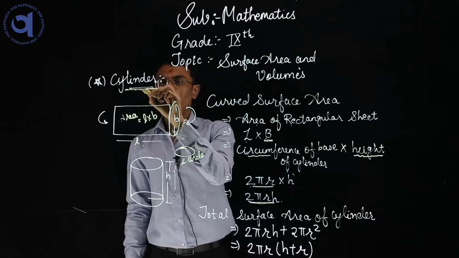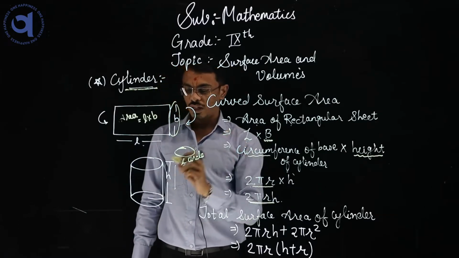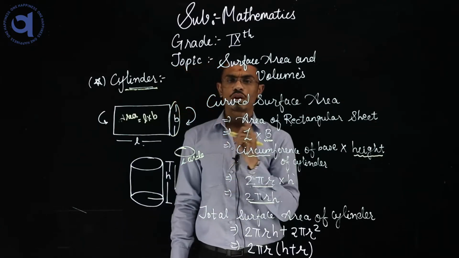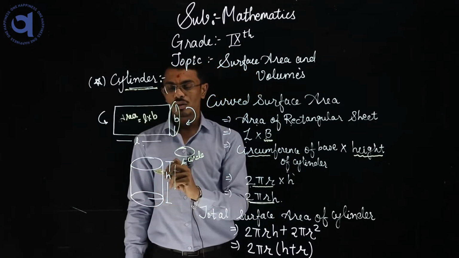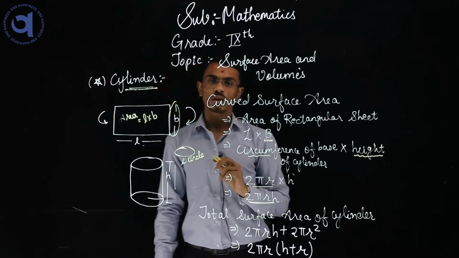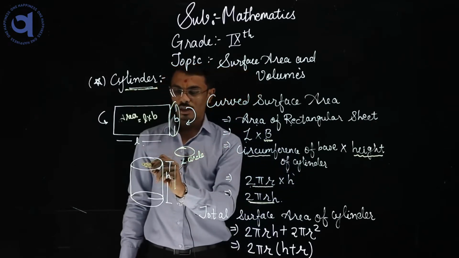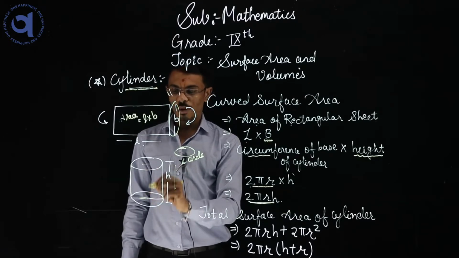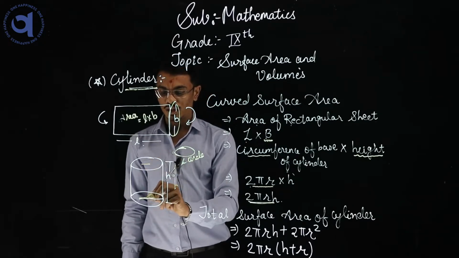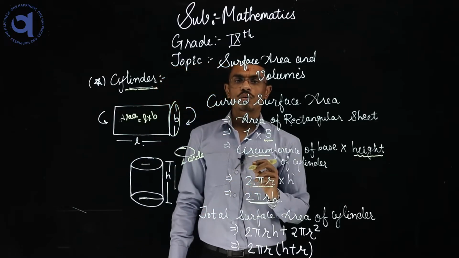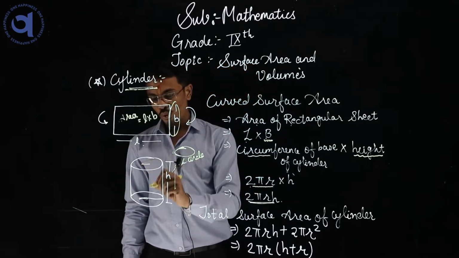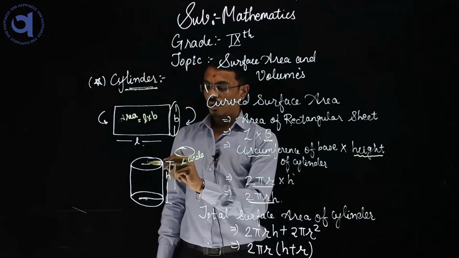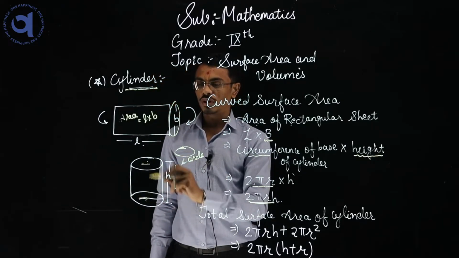Now what is curved surface area? Curved surface area means we only consider the curved part of a cylinder. From top and bottom it is open. This one is the top and this one is the bottom. If we want to close the cylinder, we need two circular lids. In the shape of a circle, we have to take two circular lids to close this cylinder.